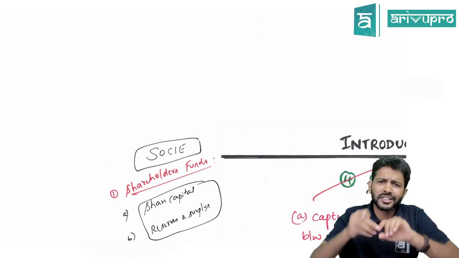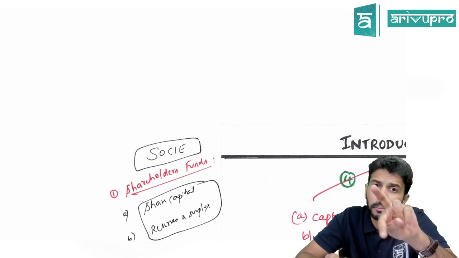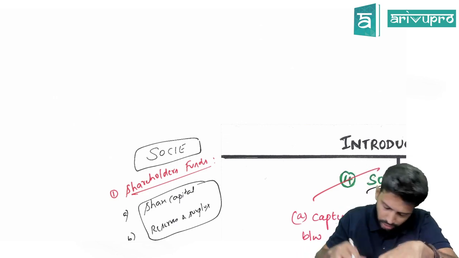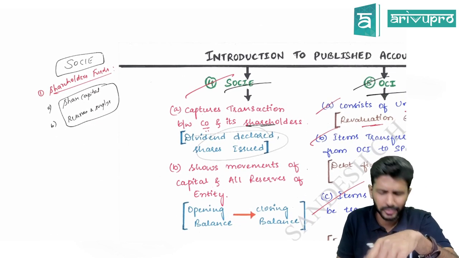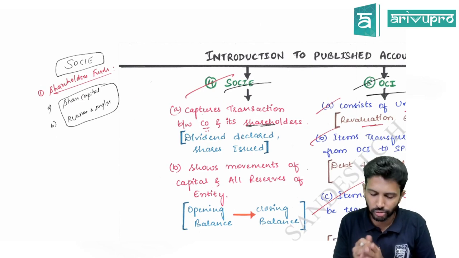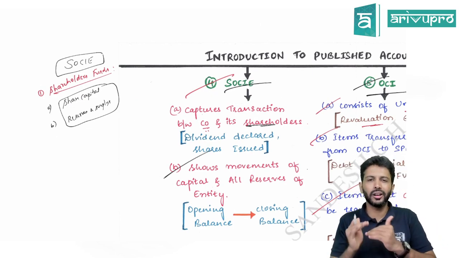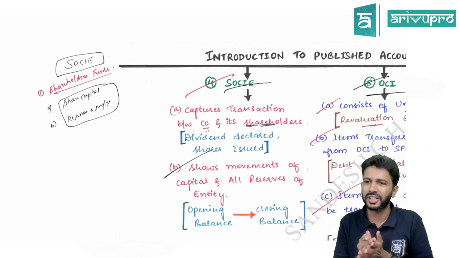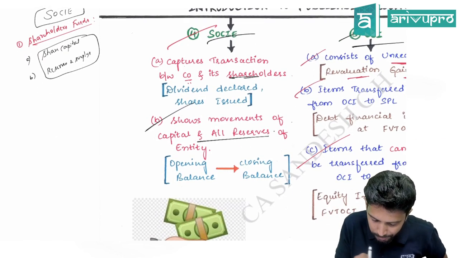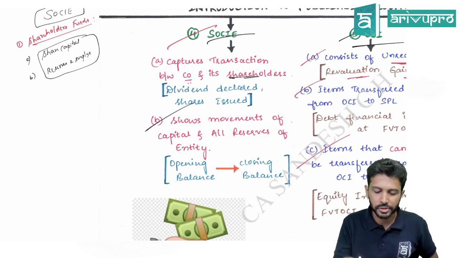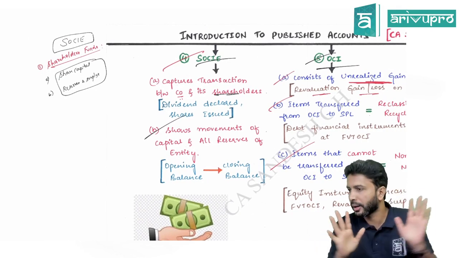If you can issue the shares, can you also redeem the shares or buy back the shares? Yes. So the issue of shares, redemption of shares or buyback of shares also gets captured under SOC. So SOC is nothing but it tries to capture the movement in your capital and reserves. Any movement happening between capital and reserves gets captured in the statement of changes.